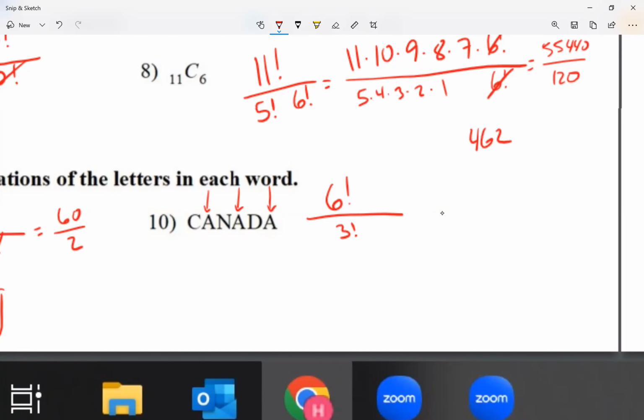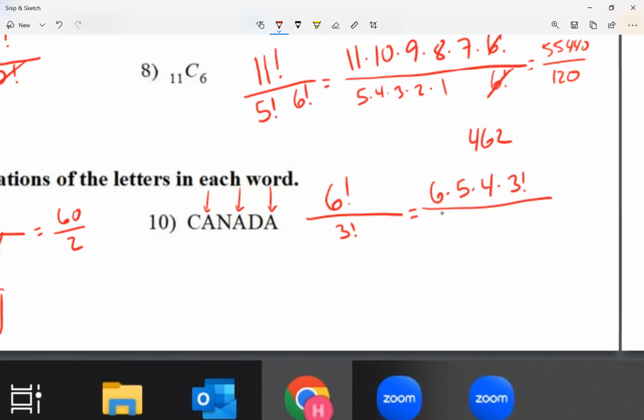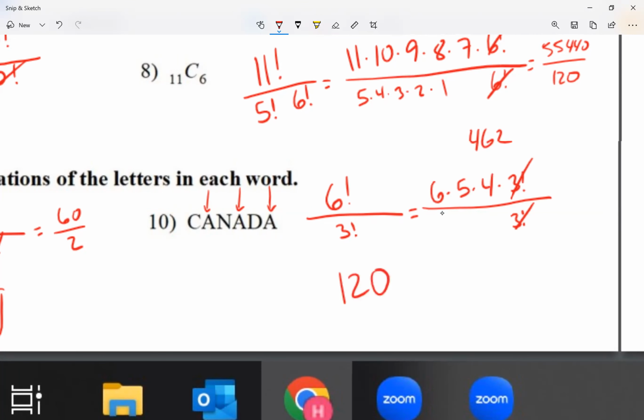Are there any other letters that repeat? No. Okay. So on the top, I have 6 times 5 times 4 times 3 factorial, because I have a 3 factorial at the bottom. So I want them to cancel out. So my answer is 6 times 5 times 4. So that means I could write this 120 different ways. Yeah, definitely. I'm not going to do that by hand.